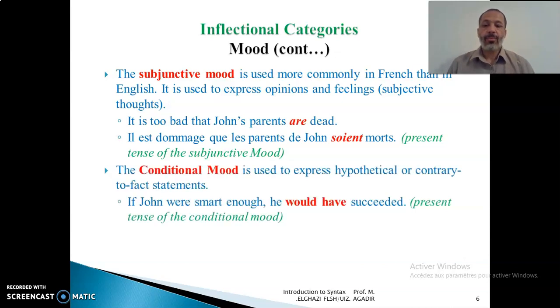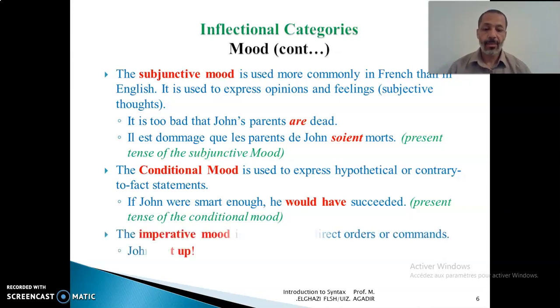And then the following type of mood is the conditional mood. It is used to express hypothetical or contrary to fact statements. Example in English, if John were smart enough, he would have succeeded. That's the present tense of the conditional mood. The last type of mood is the imperative mood. It is used to give direct orders or commands. You can say, John, get up. It's an order.